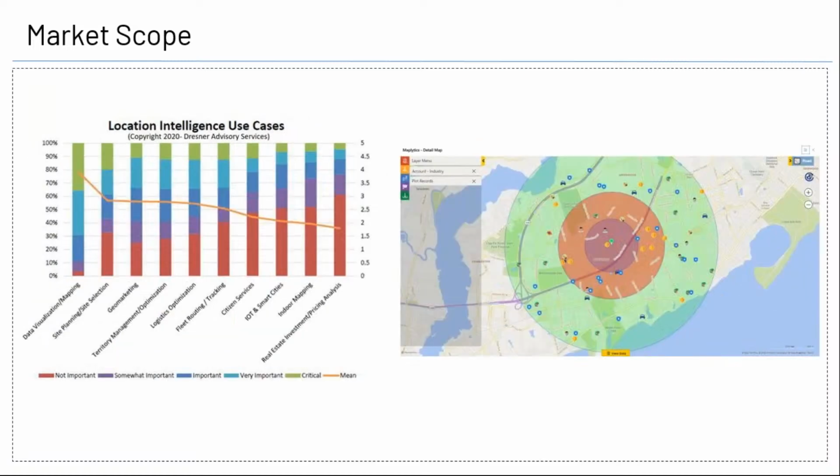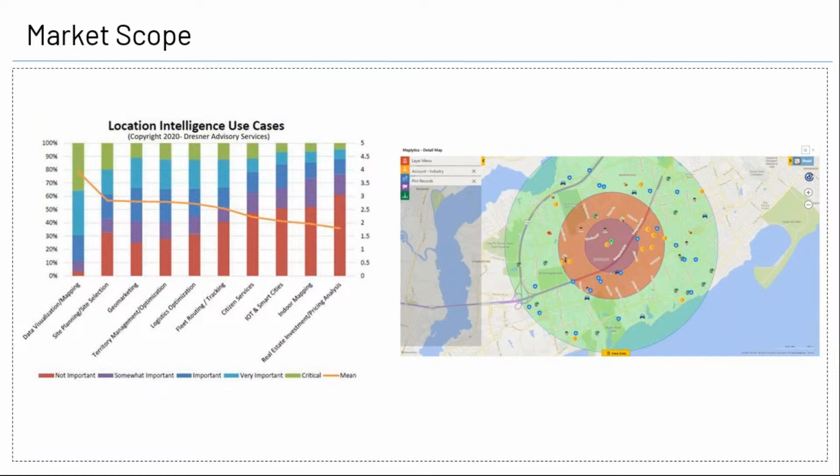Let's have a look over this chart. This chart shows the various use cases that require location intelligence. Use cases like data visualization, logistics, fleet routing, and tracking, and many others are of great importance in various organizations. And Maplytics is one such solution that will help you to fulfill all of these use cases.